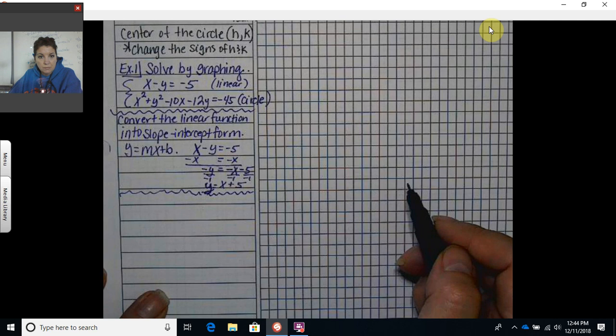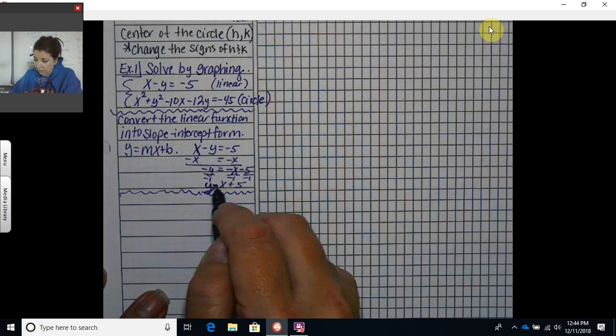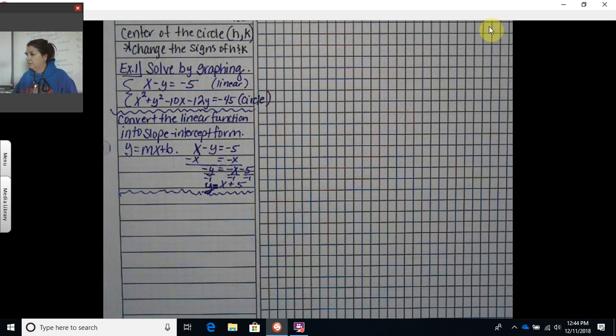Anybody? It's going to be 5. 5. And what's my slope? 1 over 1. Positive 1, right? Okay. So go ahead and draw your little x and y intercept over there, and we're just doing one problem on this page.